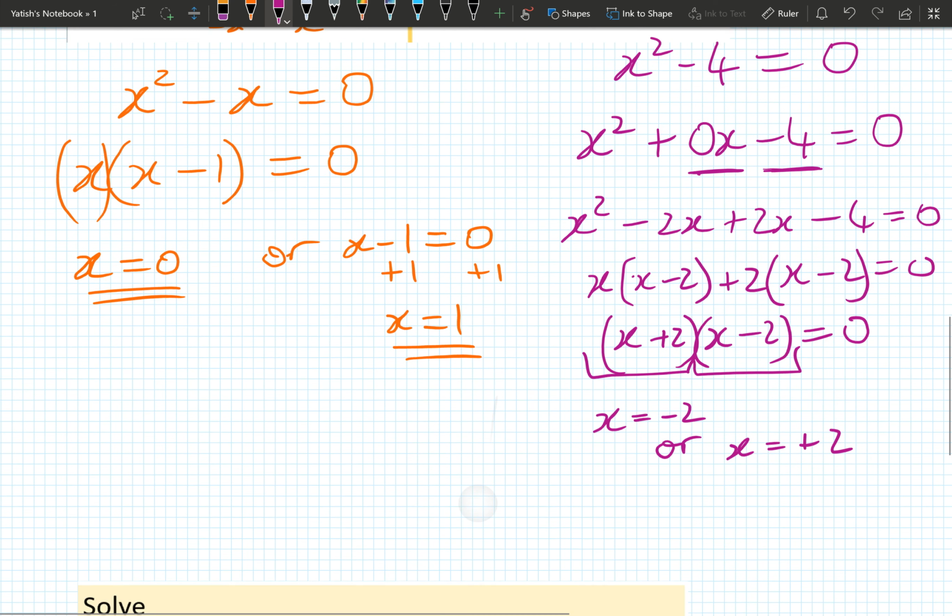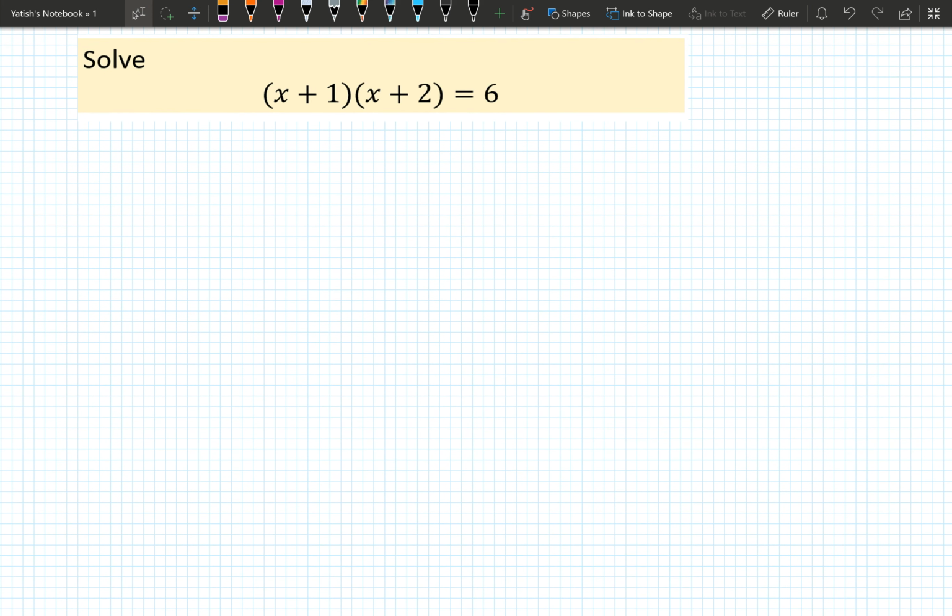And the final example we're going to look at here is deceptively longer. So you can see the equation is not equal to 0. So we're going to need to change that 6. We can subtract 6, but it's not going to help us factorize it because then you'll end up with x plus 1, x plus 2, take away 6 equals 0. So how can we factorize this? Well, there's no shortcut. We have to expand this, simplify it, and then factorize the new quadratic that we get.